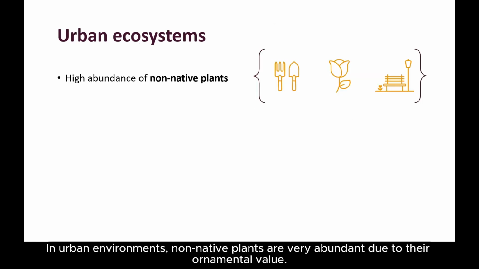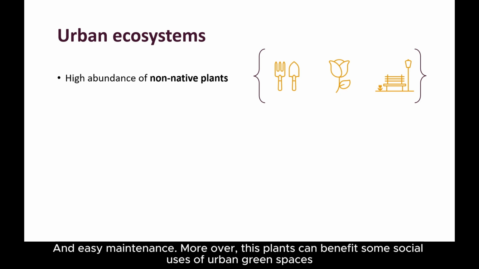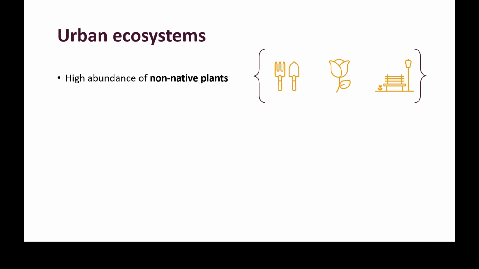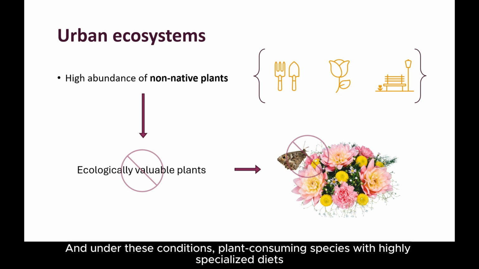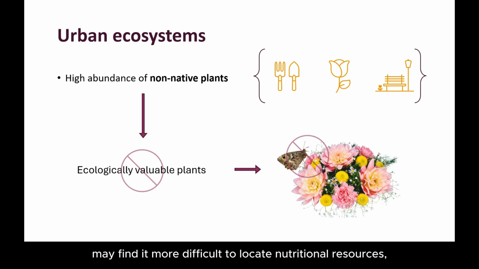In urban environments, non-native plants are very abundant due to their ornamental value and easy maintenance. Moreover, these plants can benefit some social uses of urban green spaces. They often replace native plants that have high ecological value for ecosystems. Under these conditions, plant-consuming species with highly specialized diets might find it more difficult to locate nutritional resources, which is known to affect their populations in wild areas.